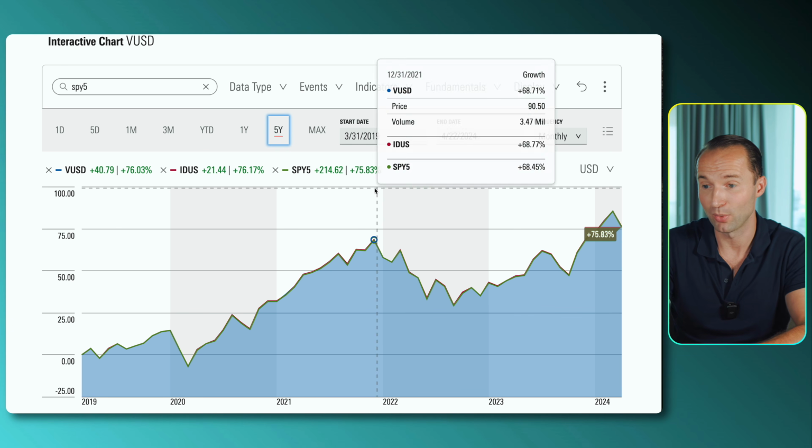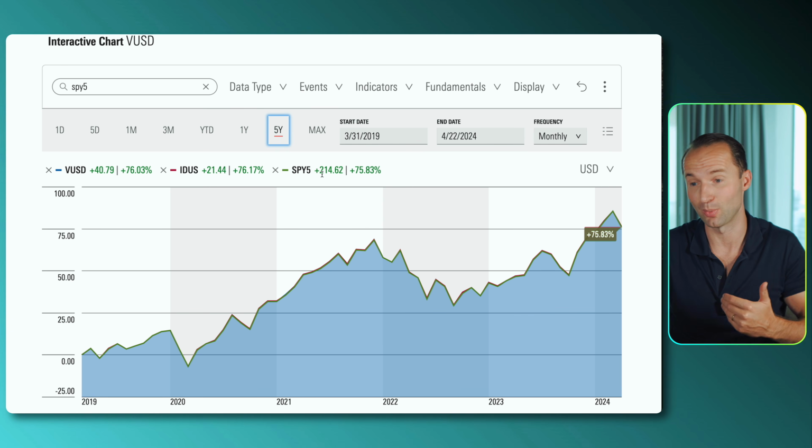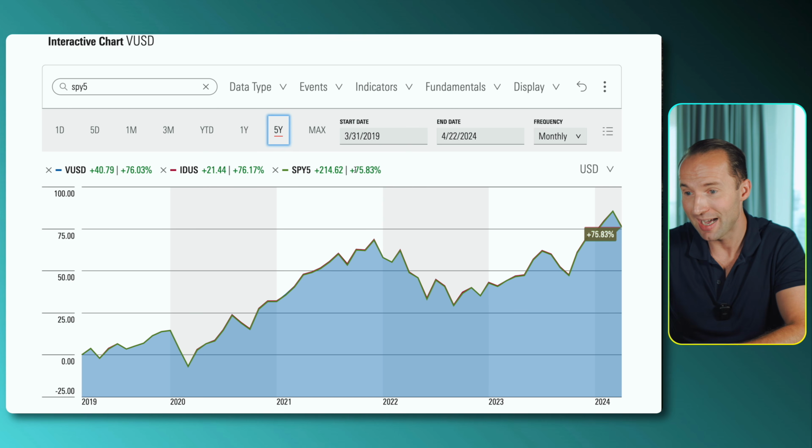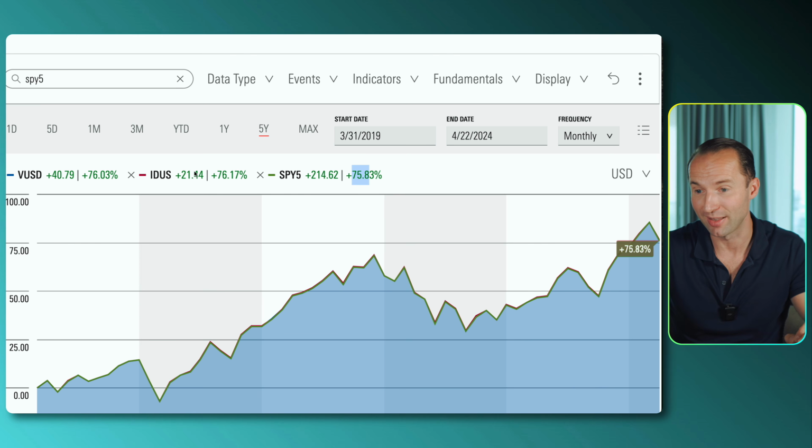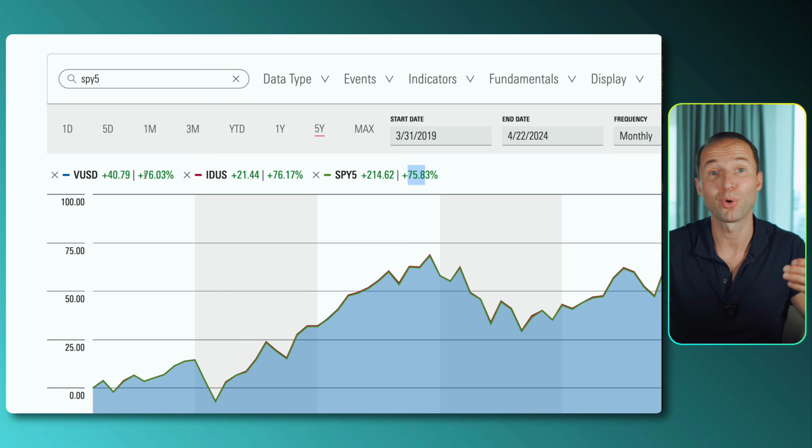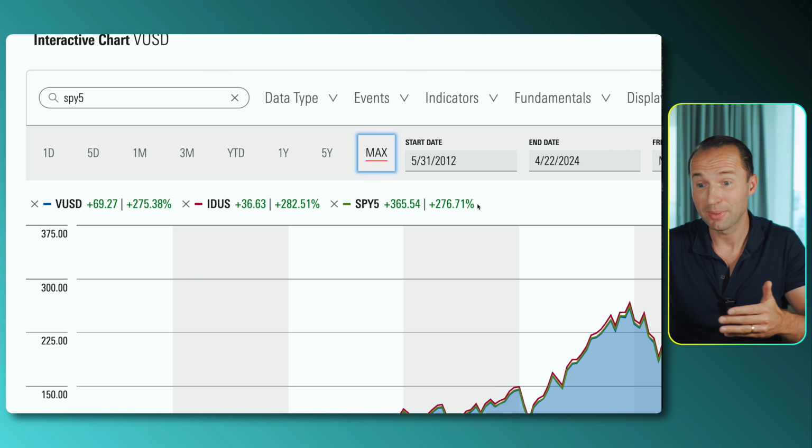I'm really comparing apples to apples. And over a 5-year period, once again, you can see here the SPY 5, which is the one I'm buying, the cheapest I just showed you, underperformed. It only returned 75.83%, while the other two returned over 76%. So already quite a deviation. If I go out even longer, the difference becomes even bigger.